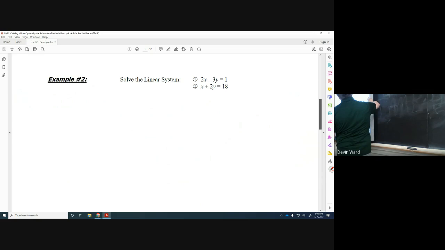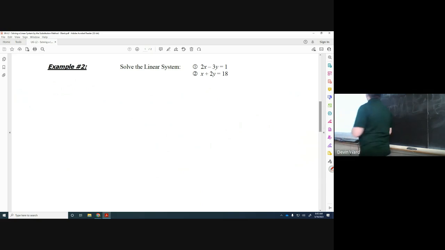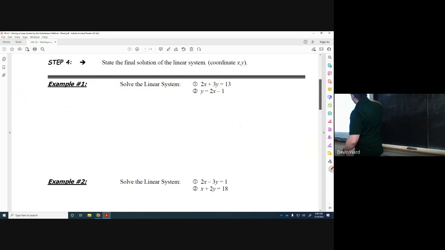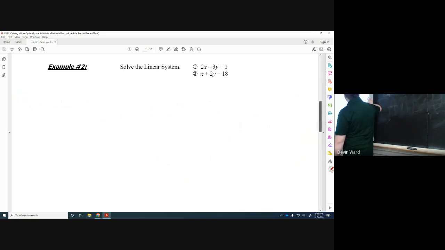Now my next one. I have 2x minus 3y equals 1, and x plus 2y equals 18. So I don't have any slope-y-intercept form. So I'm going to have to do a little bit of rearranging.